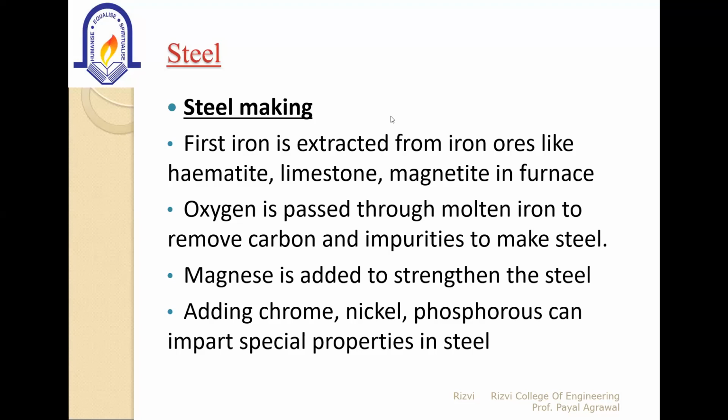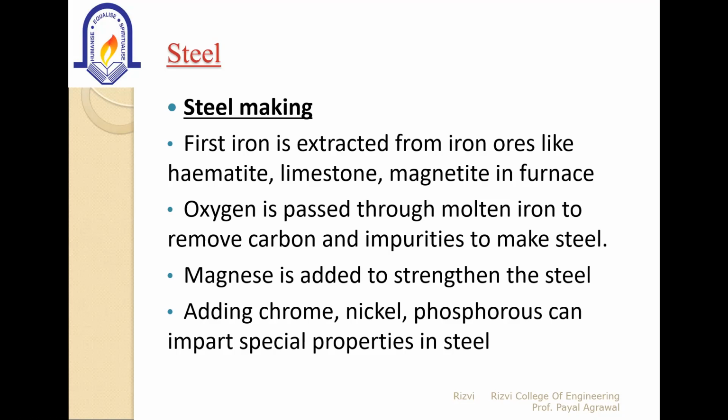And then the oxygen is being passed through the molten iron to remove the carbon and impurities. जो भी कार्बन और इम्प्यूरिटीज रहेगा वो आयरन में, तो उसके लिए आप क्या करोगे? The oxygen is being passed through the molten iron. ऑक्सीजन पास करोगे in order to remove the impurities, because you have to make the steel, so the steel should be pure. So for that you are going to pass the oxygen through the molten iron.